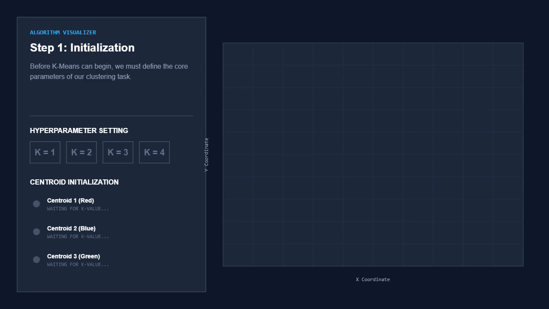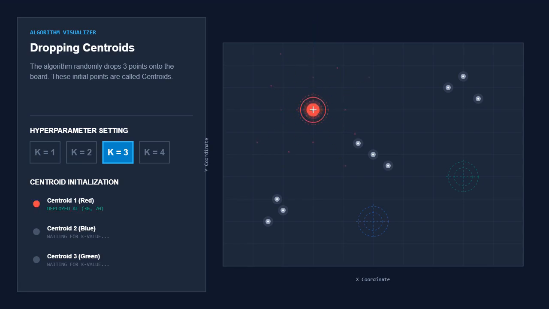The algorithm begins with step 1, initialization. Before k-means can do anything, you, the programmer, must tell it exactly how many clusters you want it to find. This number is represented by the letter k. If you set k equals 3, you are telling the algorithm to find 3 distinct groups in the data. Once you set k to 3, the algorithm randomly drops 3 invisible points onto your scatter plot. These points are called centroids.